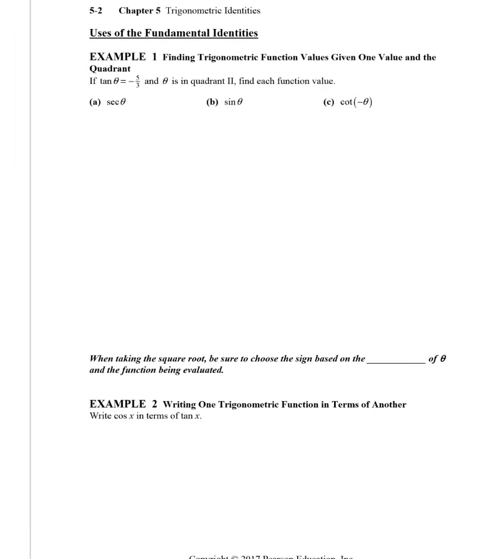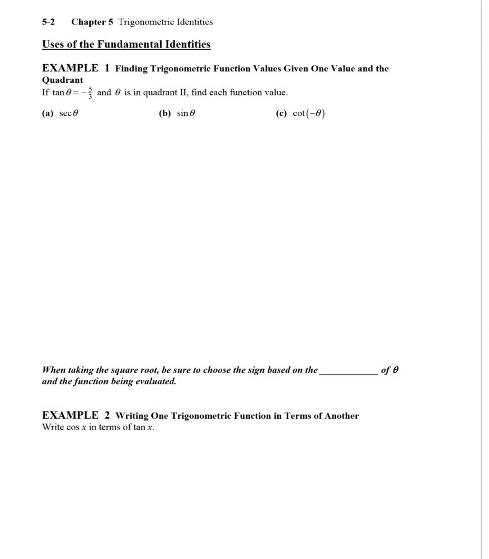Going on to page 2, so 5-2, in the middle, after example 1, it says, when taking the square root, be sure to choose the sign based on the quadrant of theta. Remember when you're solving equations and you use the square root property, so you end up having plus or minus the square root of something? That plus or minus will be based on whatever the quadrant of theta is.